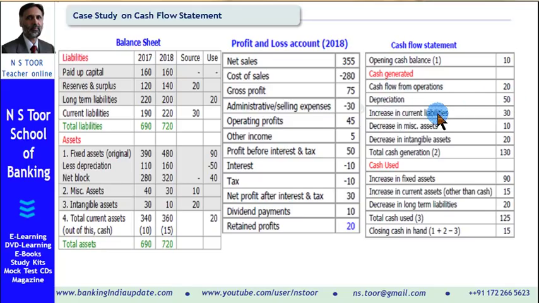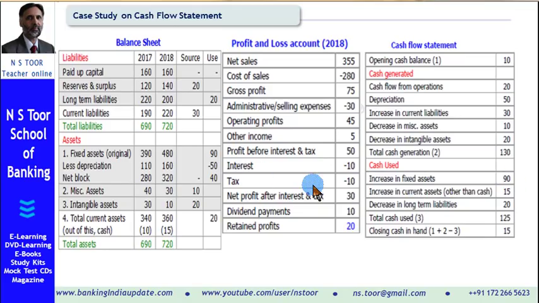Then increase in current liability. This is a source. So we have taken increase in current liabilities here. Then decrease in miscellaneous assets. This is here. Decrease in miscellaneous assets, we have taken 10. Then decrease in intangible assets, so we have taken here, it is 20. Now total of these items, that is total cash generation due to these different type of sources. It is 130. Now let us go to the uses side.